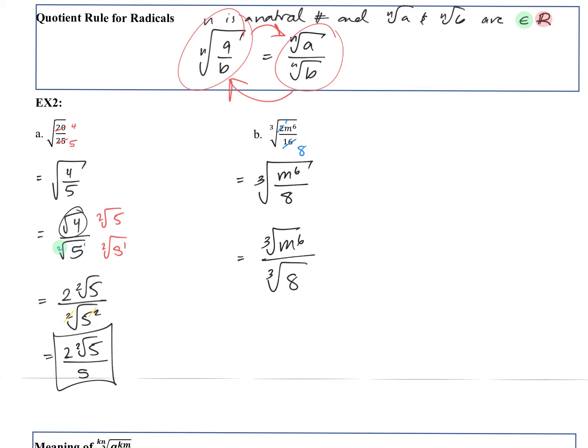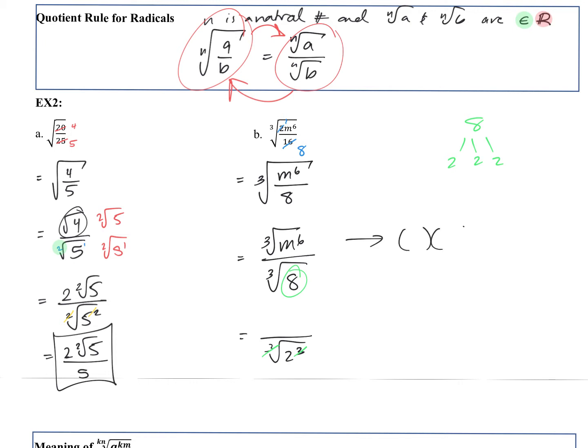Can we simplify? Well, the bottom one is a little easier. I know that 8 is 2 times 2 times 2. So I can rewrite that as the cube root of 2 cubed, and I know that that will cancel with the 3. However, m to the 6 is kind of tricky.